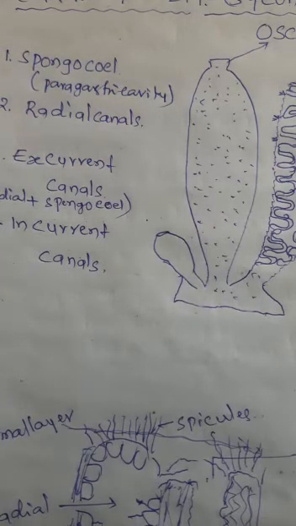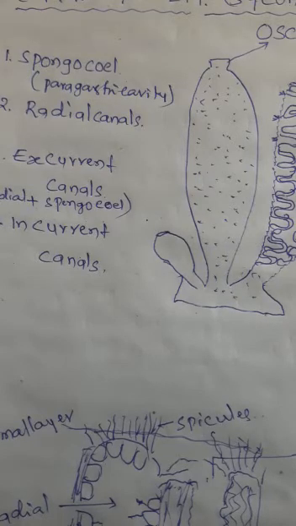This is the space left over between two successive radial canals, and it is referred to as the incurrent canal. In other words, radial and incurrent canals are arranged alternately in the body. These canals are lined with flattened pinacocytes, as in the spongocoel.